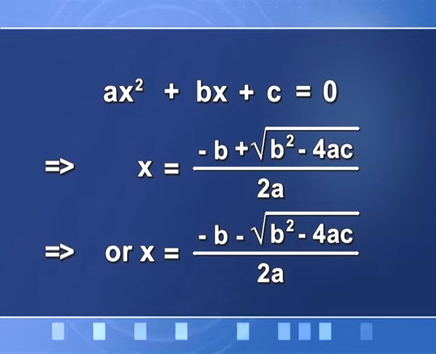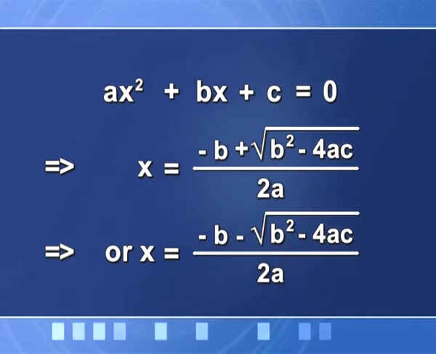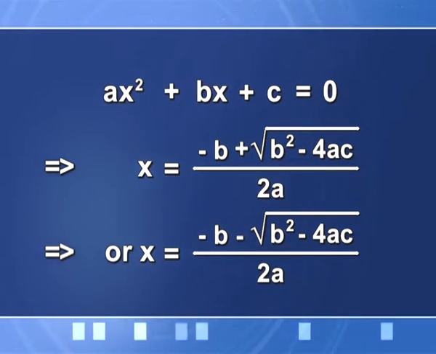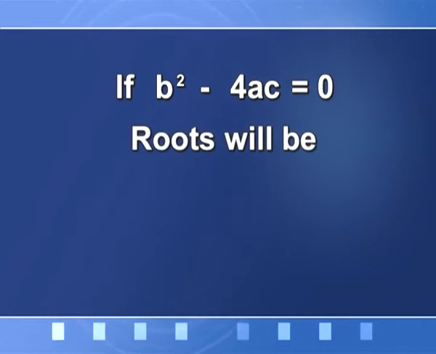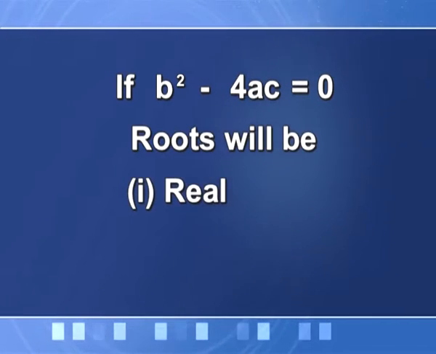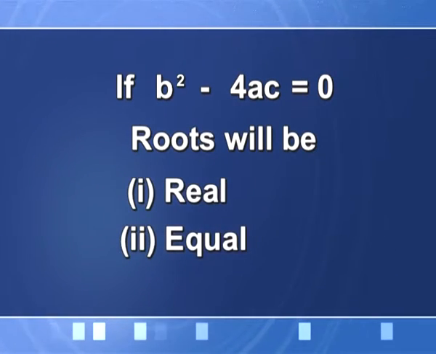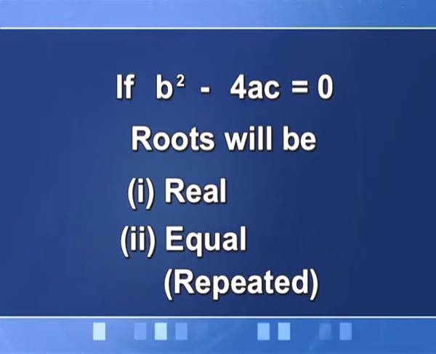It will be x equal to negative b over 2a, and once again the second root will also be negative b over 2a. It means I get real roots, but the roots are equal, they are repeated roots. Still we say there are two roots, whether they are the same or distinct, but here they are the same, which means they are repeated roots.